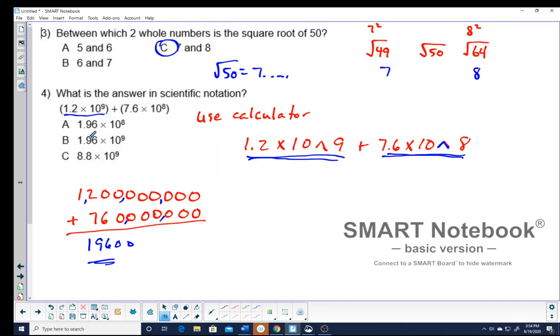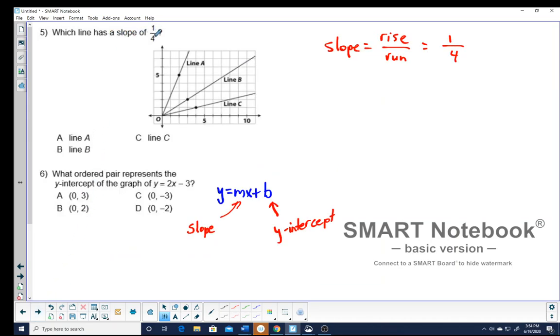So it's 1.96, so you know it's not C. Well, if this is to the 9th power, and if that's to the 8th power, and if you add these two together, then your exponent is going to have to be at least 9. There's no way it could go less to 8. So since this exponent right here is 9, B is your answer.